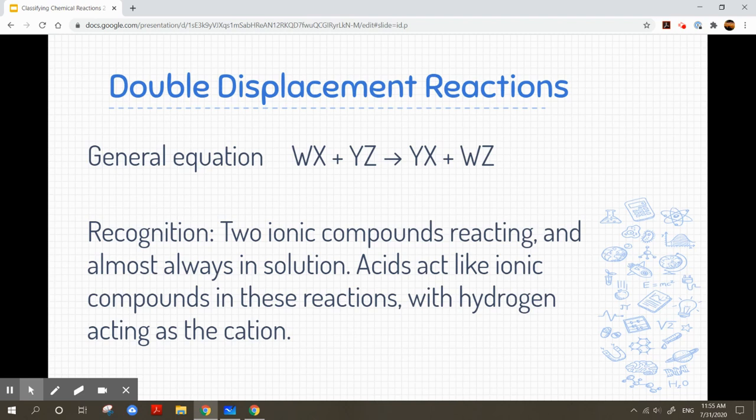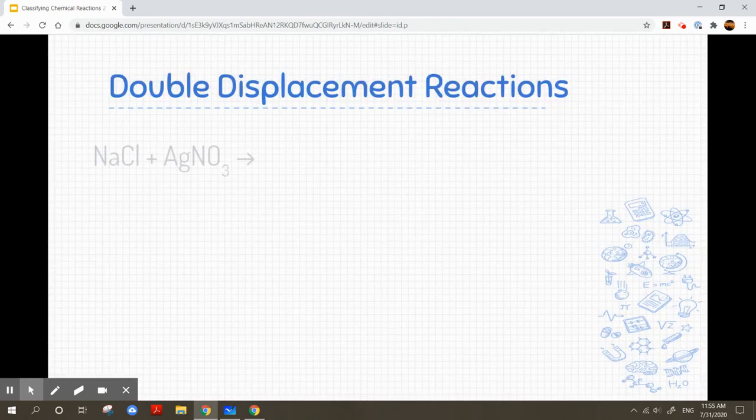If we look at the general equation, on the reactant side we see two ionic compounds. On the product side, we see two ionic compounds. And we see that the pairs, the metal and non-metal, or cation and anion pairs, have switched partners. So the ions have switched partners in the reaction. Let's look at some examples.